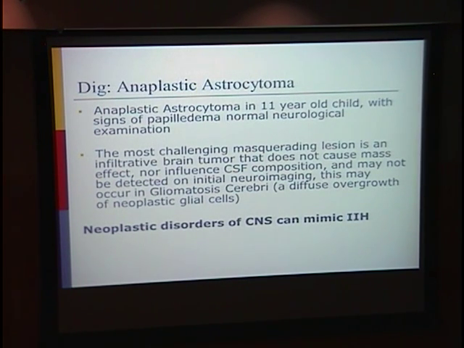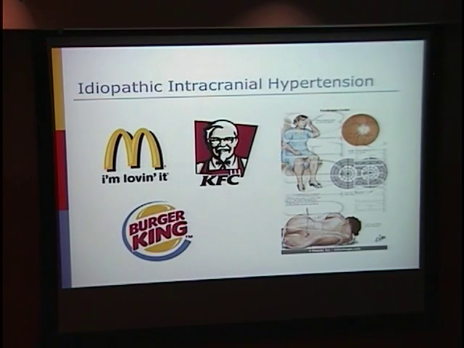So we need to remember that this is a lesion, a mass masquerading as tumor, and even though the CSF twice was normal and the first CT was normal after reviewing, just by following, we found that he had this neoplastic disorder that can mimic IIH. So I start with these two cases to remember that pseudotumor is a diagnosis of exclusion. You need to think about other things.